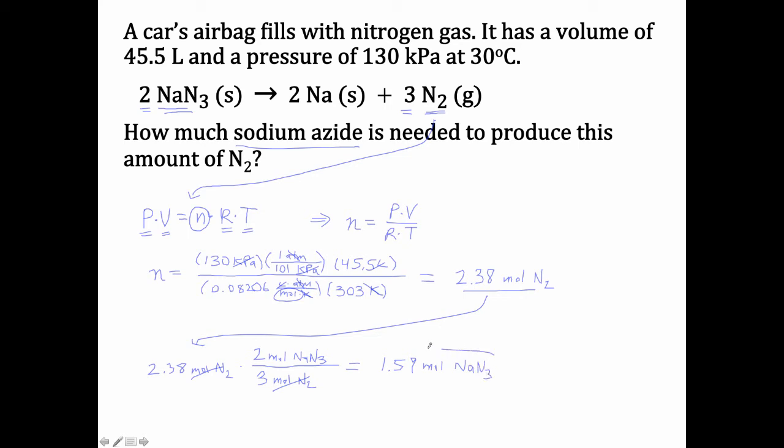And note, this is actually a perfectly acceptable answer because this is an amount of sodium azide, but we're typically going to have to weigh this out in grams. So if you want to convert from moles to grams, there's 65.0 grams in 1 mole of sodium azide, and that works out to be about 103 grams of NaN3. So either one of these is a perfectly acceptable answer.